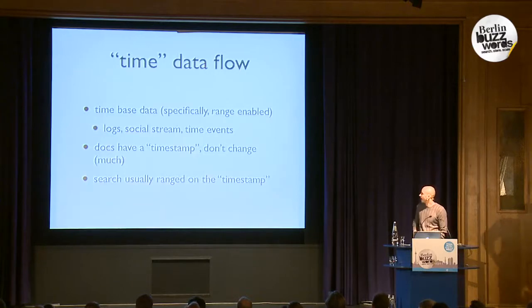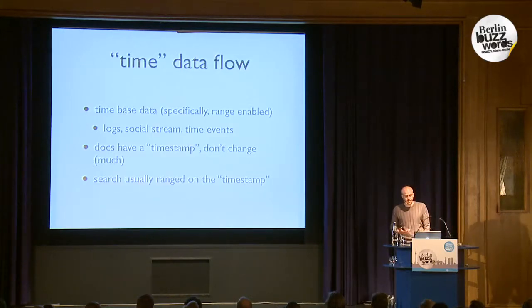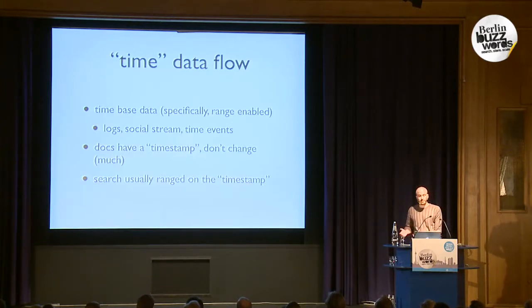So let's talk about time-based data flow. We talked about users. Another common scenario in terms of how data flows in the system is time-based. You can think about it as logs or social streams, like we're indexing Facebook data or Twitter data, or basically any time-based events. Download counts, clicks, things like that. Docs usually have a timestamp associated with them, and they don't really change that much. So effectively, once a specific time range has passed, nothing is going to change in that time range anymore.